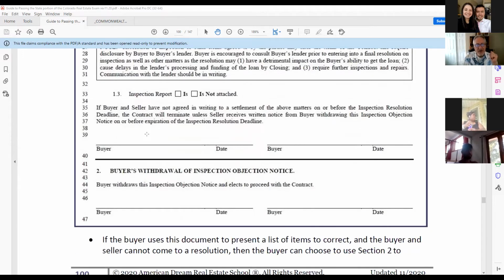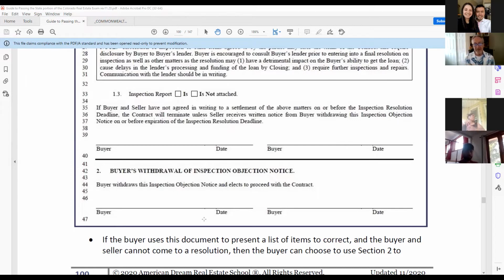Now notice here, I want you to look at the bottom of this form. Who signs the form? This is unique to this form. The buyer signs this form when they send it over. There's no place for the seller to sign on the inspection objection form. Notice that? There's no place for the seller to sign this. But there's 2 areas for the buyer to sign. The first one is when you're sending it over to the seller. The second one here for the buyer to sign is if the buyer chooses to withdraw those objections.